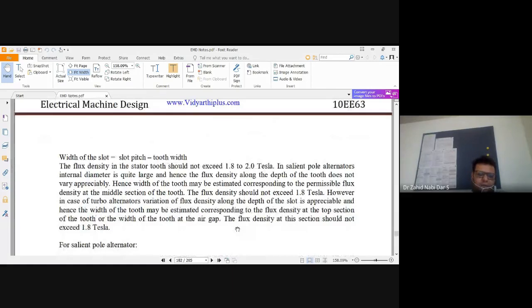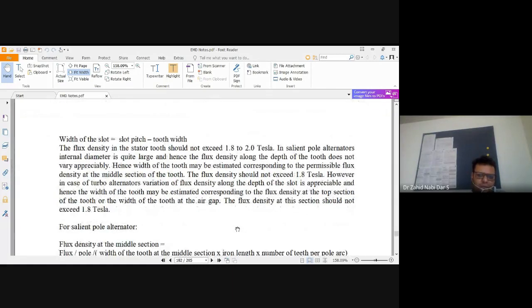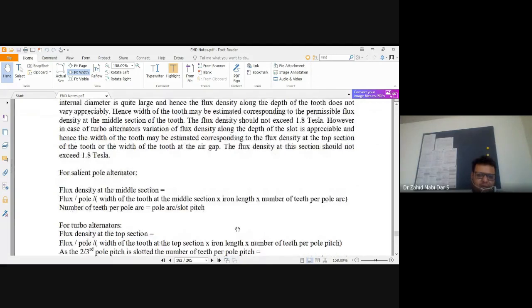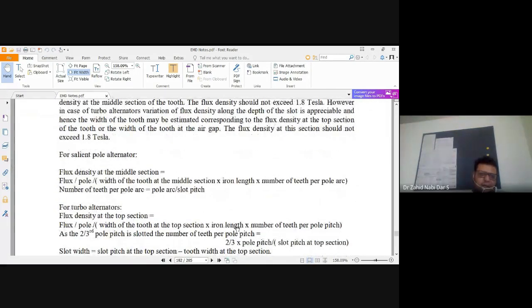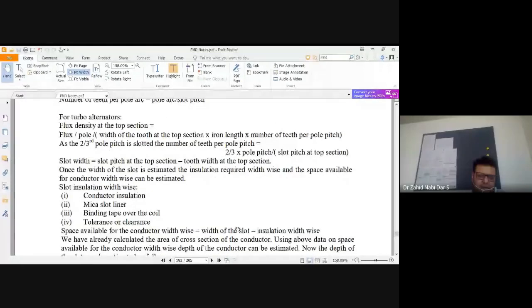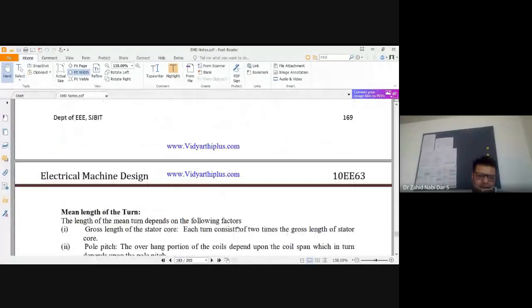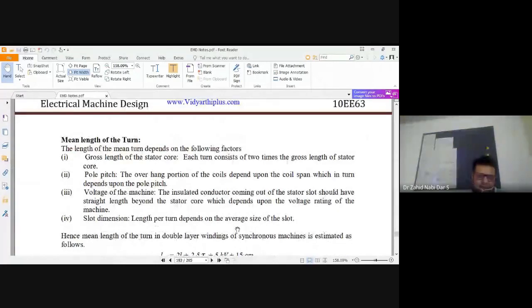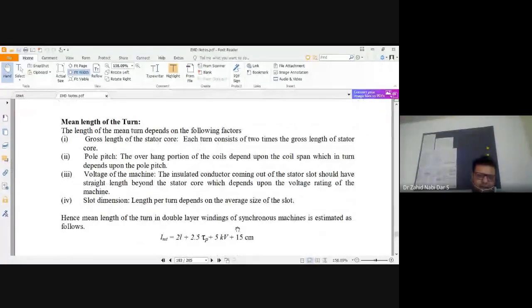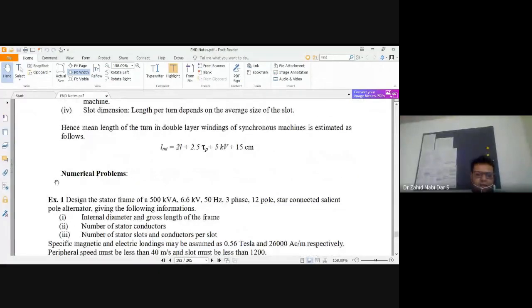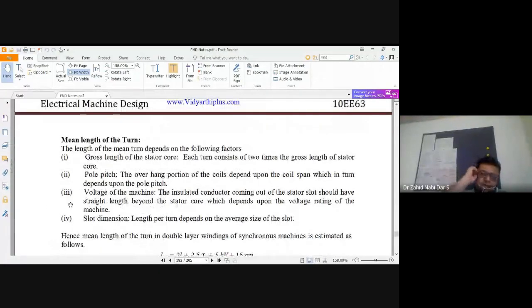And the width of the slot we calculate as slot pitch minus tooth width. So this we have already seen, like for the salient pole alternator. These things I have given you earlier, and not everything is in the syllabus. Next is the mean length of turn, and after that we'll go to the numerical.